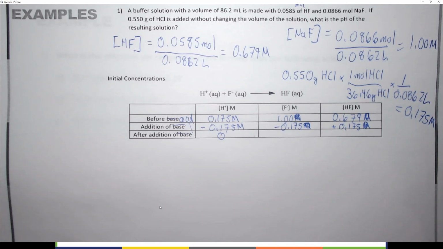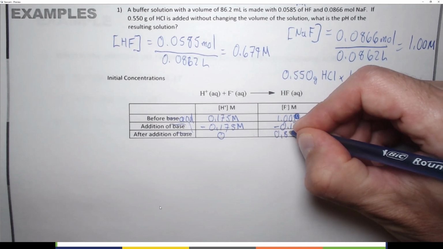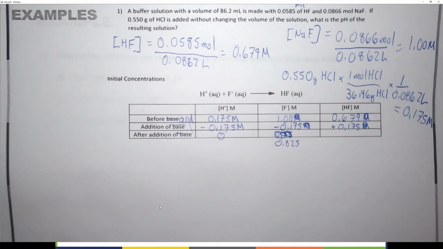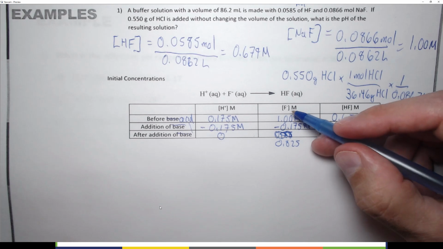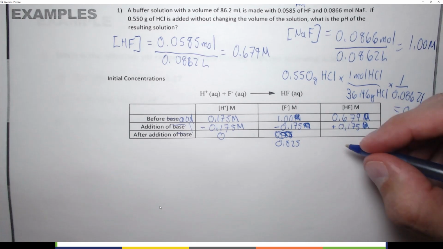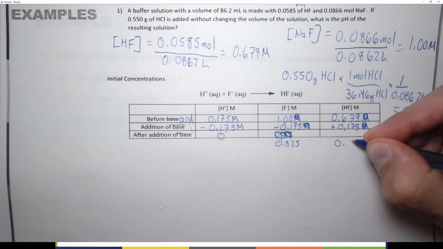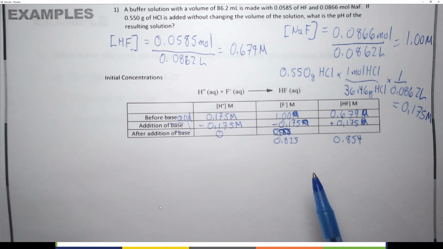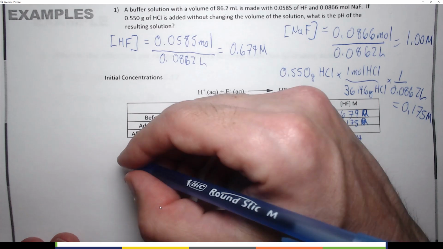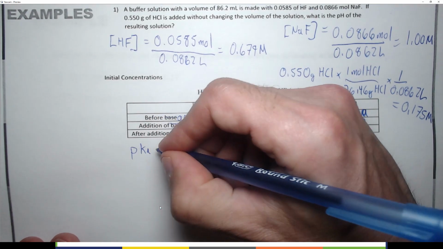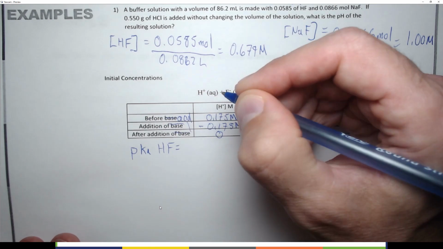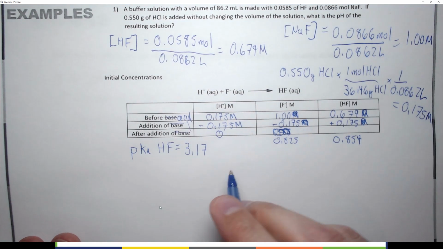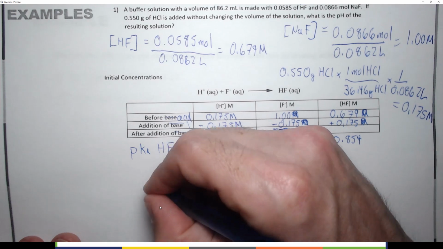Now I can do my math. And here I get 0.825, that should be a 2, 0.825 molar for the concentration of F minus, and for the concentration of HF I get 0.854 molar, which I could have written in the box, but I didn't. So the pKa of HF is equal to 3.17. We can use the Henderson-Hasselbalch equation now because now I have the concentrations.